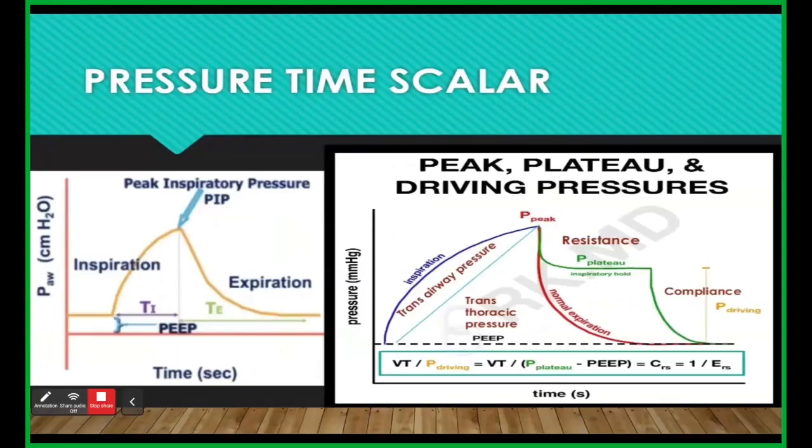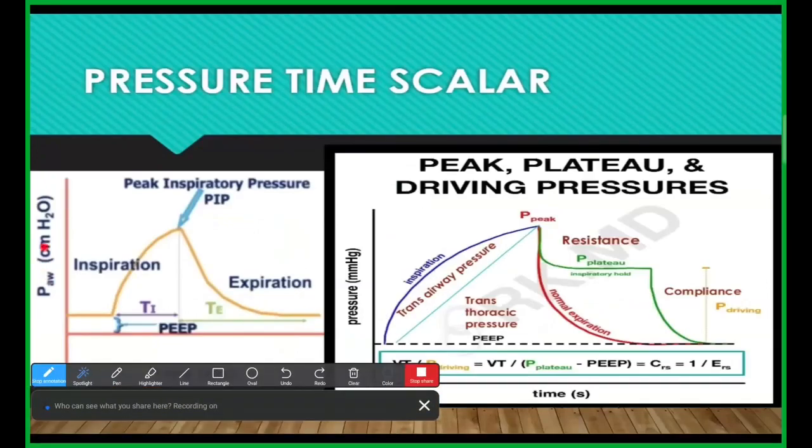Next, coming to your pressure time scalar. This is also best seen in your volume control ventilation. You can see your pressure marked on your y-axis and time on the x-axis. What is this gap? This is the baseline positive end expiratory pressure. At the expiration, this is your baseline. Here, this is your peak inspiratory pressure. Your pressure rises until the set tidal volume is reached, and then it drops down and the expiration follows. This is how the pressure time scalar is seen.